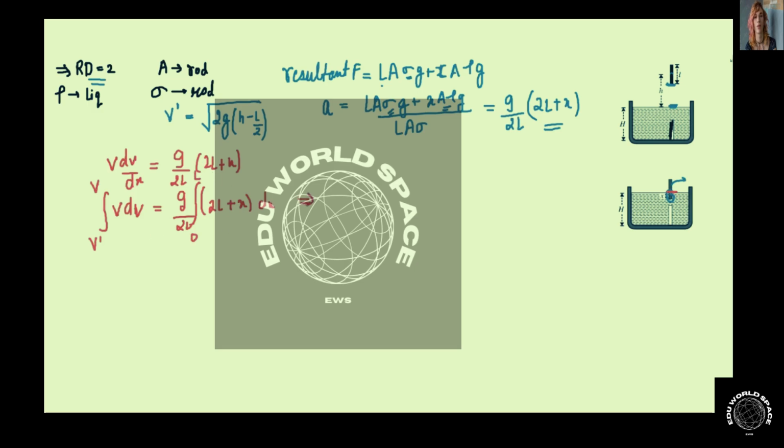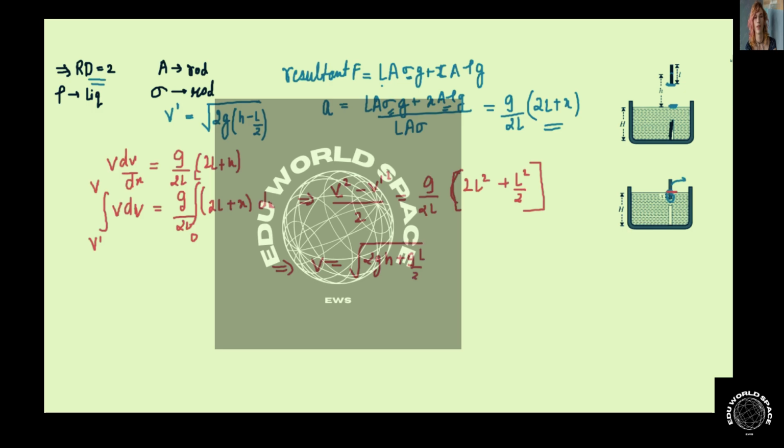On further simplification, we will get v square minus v dash square upon 2 will be equal to g by 2L into 2L square plus L square by 2. So this can be further written as, we can find out the value of v from here. So v will be equal to root 2g small h plus gL by 2.